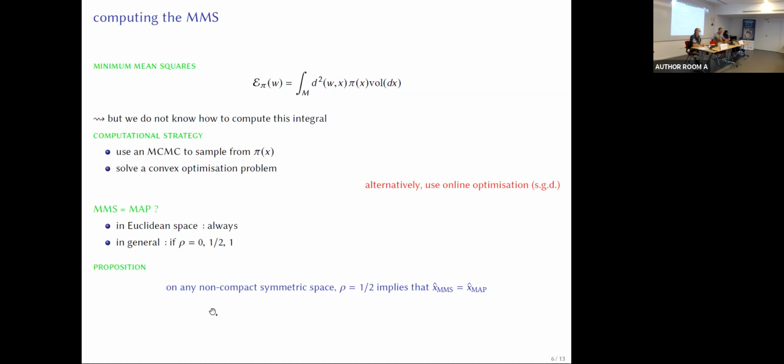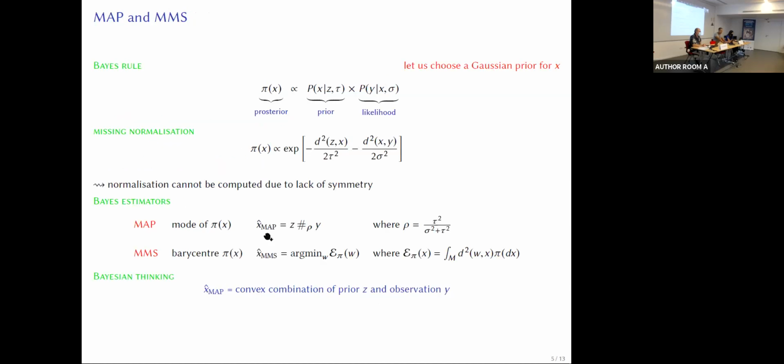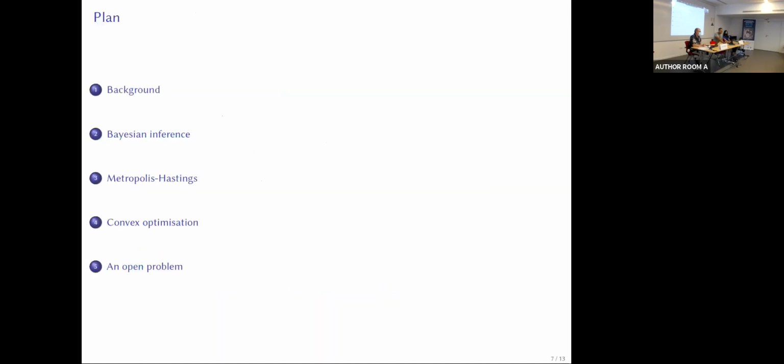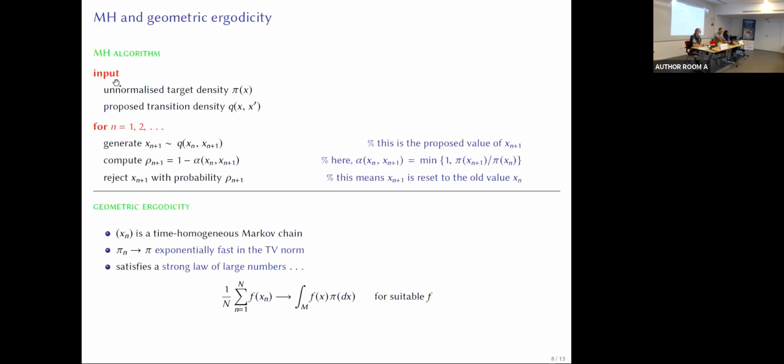This is a proposition. On any non-compact symmetric space, rho equals 1/2, or 0 or 1, implies that MMS equals MAP. And this is interesting because the MAP can be computed directly without need for sampling. In general, we want to investigate the relationship between these two, and therefore we need to apply our computational strategy. We want to look at the Metropolis-Hastings algorithm in order to sample from the posterior density, and therefore approximate our cost function, our Bayesian cost function, I should say.